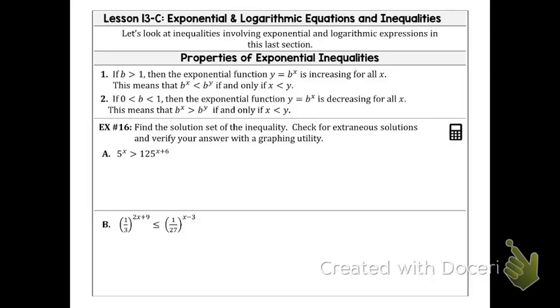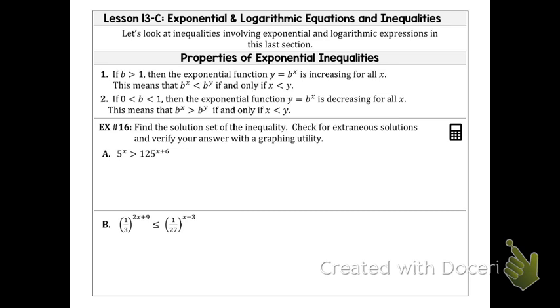All right, lesson 13C. Let's look at inequalities involving exponential and logarithmic expressions in this last section of lesson 2.13. Properties of exponential inequalities: if our base b is greater than 1, then the exponential function y equals b to the x is increasing for all x. This means that b raised to the x is less than b raised to the y if and only if x is less than y.